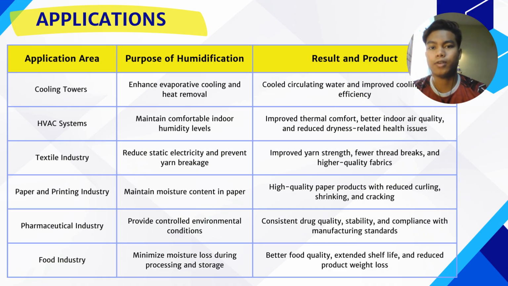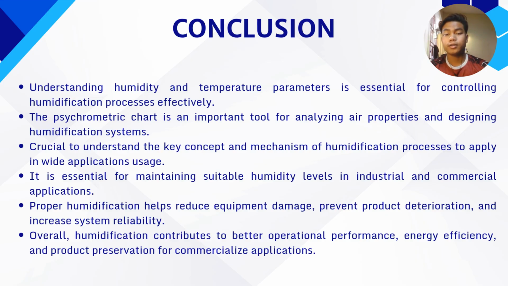In conclusion, understanding humidity and temperature parameters is essential for controlling the humidification process effectively. The psychrometric chart is also an important tool for analyzing air properties and designing humidification systems. Most importantly, humidification plays a significant role in maintaining suitable humidity levels, improving operational performance, enhancing energy efficiency, and preserving product quality in various industrial and commercial applications.